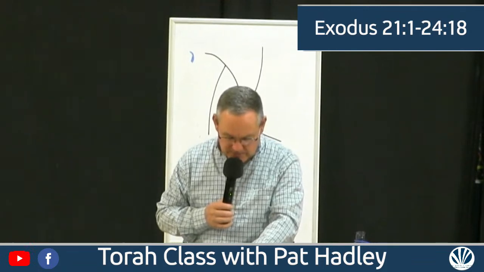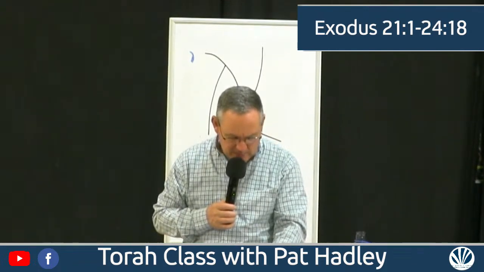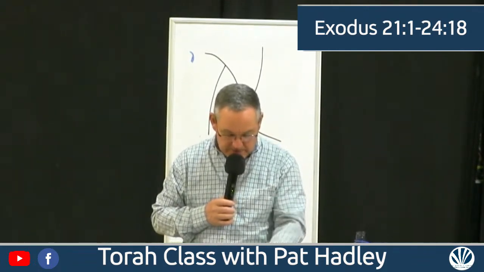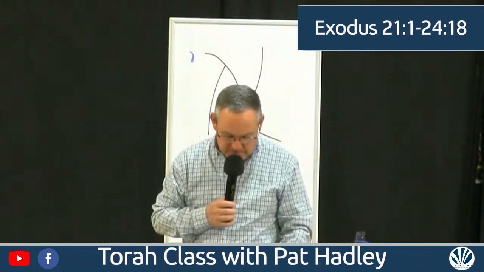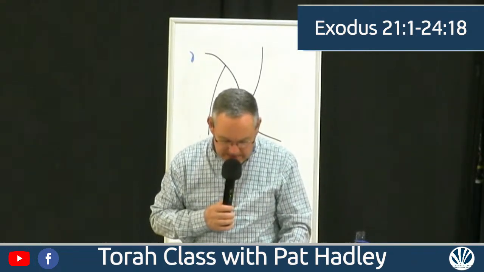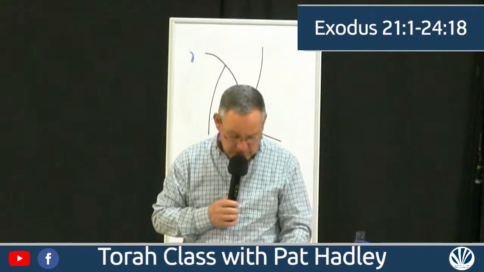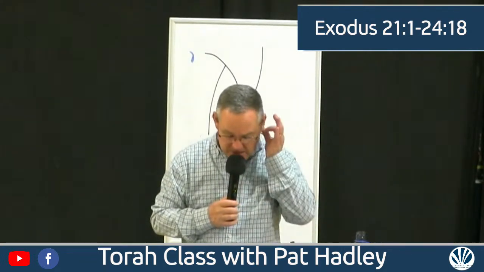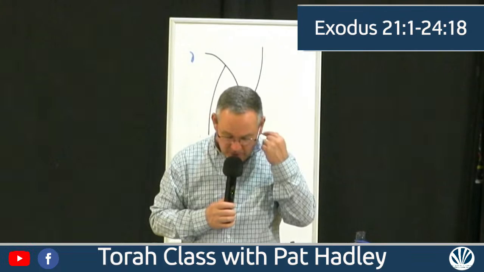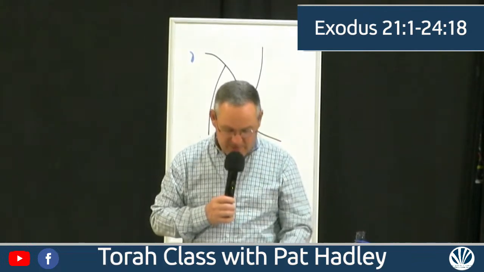Now, what happens if, nevertheless, this is verse 5, if the slave declares, "I love my master, my wife, and my children, so I don't want to go free," then his master is to bring him before God, and there at the door of the doorpost, his master is to pierce his ear with an awl, and the man will be slave for life.